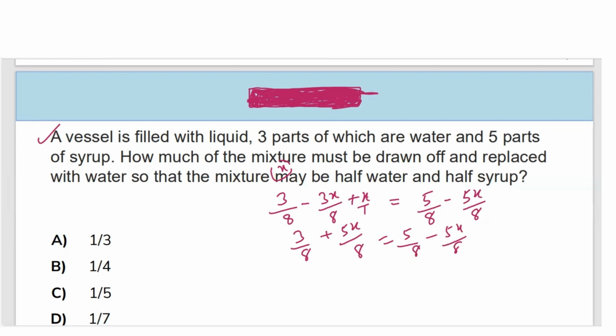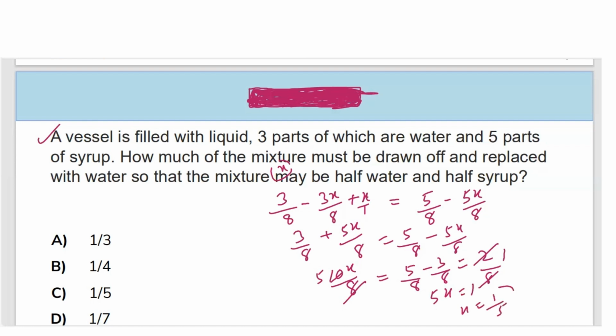5x/8 comes to this side, so it becomes plus. So 5x plus 5x is 10x, so we get 10x/8. And this side, 5/8 minus 3/8. So what are we getting? That is 2/8. So this 8 and this 8 we can cancel. 10, 2 fives are 10. So we get 5x equal to 1, so x equals 1/5. That means 1/5 part of the total we have drawn off. So our right answer is 1/5. This is the basic concept, right?